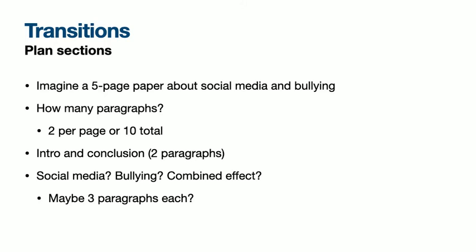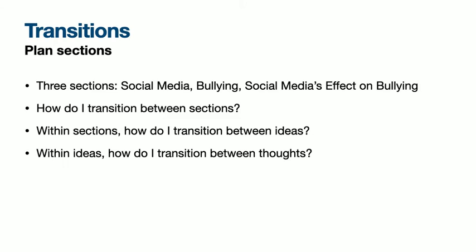So if I'm writing about social media and bullying, how am I going to divide those paragraphs so that I can cover that information adequately for the reader? Well, I might decide that I want to talk about social media by itself, and then maybe bullying by itself, and then talk about the combined effect. How does one impact the other, and vice versa? So if I do a little bit of math, I realize that if I break it up equally, that gives me about 3 paragraphs per section. Okay, so now I have sections: social media, bullying, and then social media's effect on bullying.